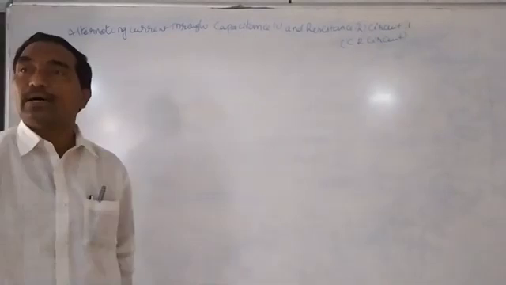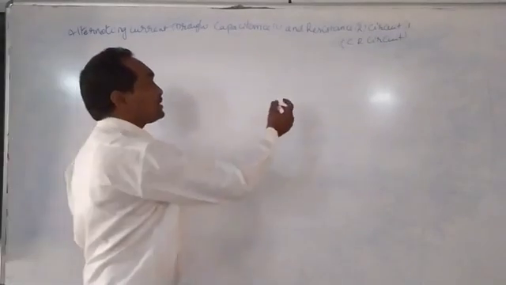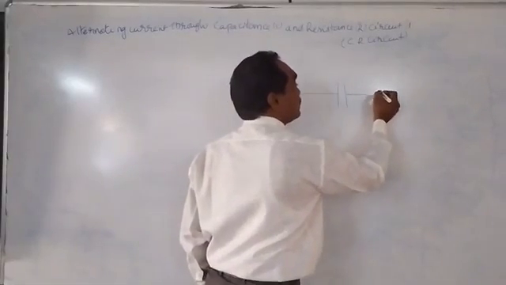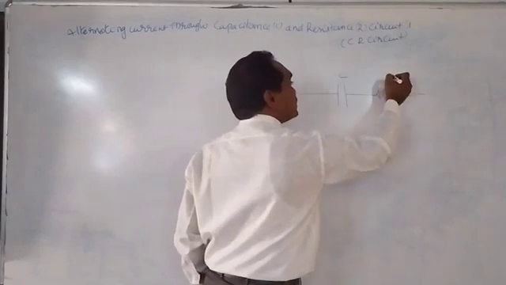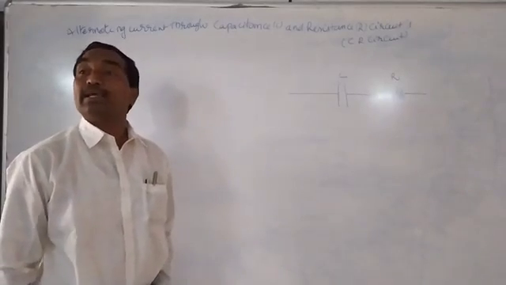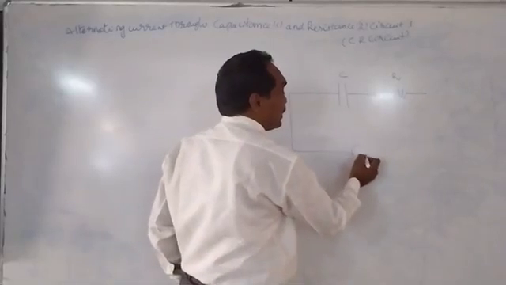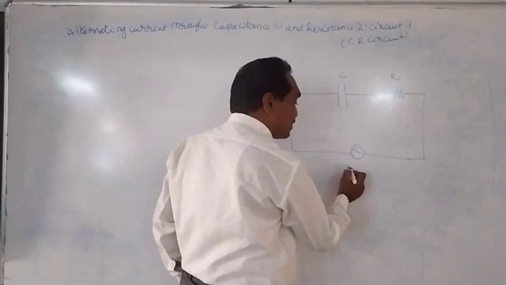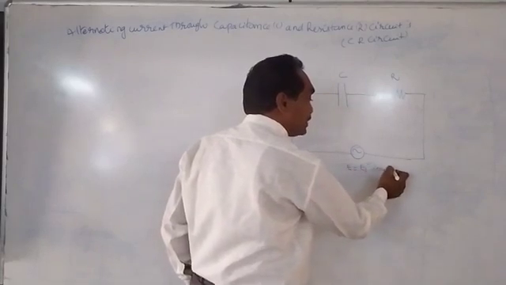So what do we have here? There is a capacitor C and a resistance R. The capacitor C and the resistance R are connected in series. So this is capacitor C, this is resistance R. We want to pass alternating current, so an alternating current source is required. This is the alternating current source, whose EMF is taken as E equal to E naught sin omega t.